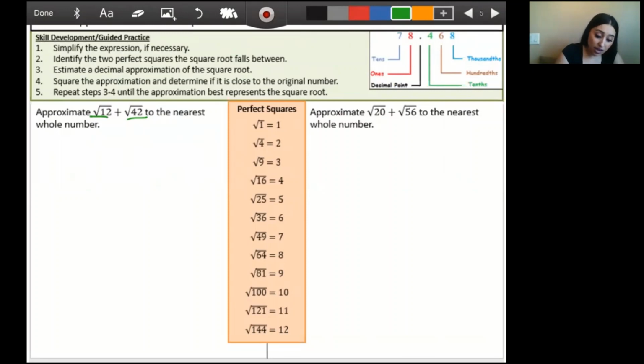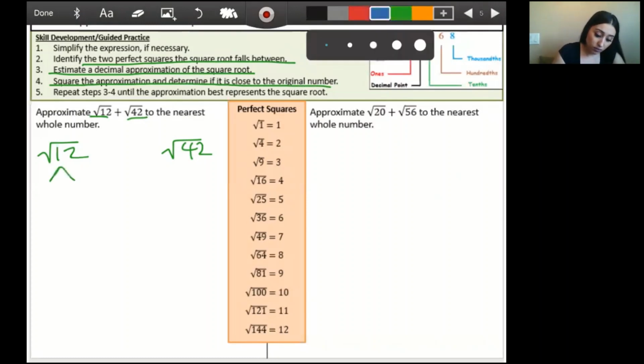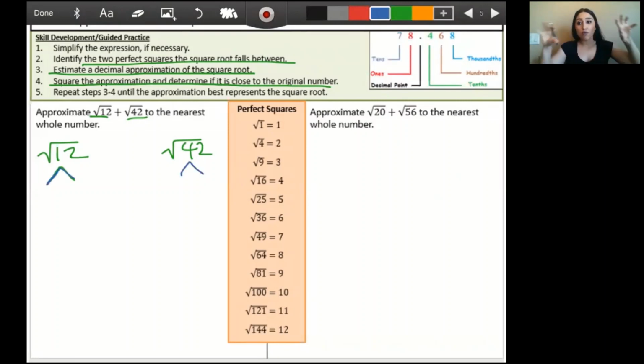However, we need to identify the square root of 12 and the square root of 42 between two perfect squares. We're going to estimate a decimal approximation for the square roots, and then we're also going to approximate and determine if it is close enough to the original number. So up here on my screen, I have the square root of 12, and I have the square root of 42. These are two separate irrational square roots that I'm going to do. At the very end, I am going to add the approximations together.